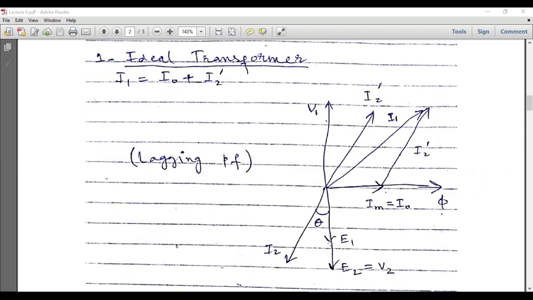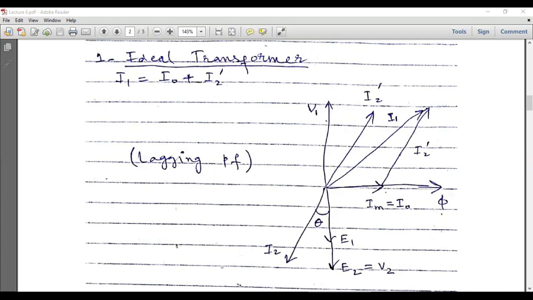So the secondary current is lagging behind the secondary induced EMF by an angle of theta. This is the primary voltage V1, and this is I1. Sorry, this is I naught, and this is I2, and we have to invert this I2. So the inverse of I2 will be I2 dash, which is lying at an angle of 180 degrees with this I2. And why have we inverted this I2 current?